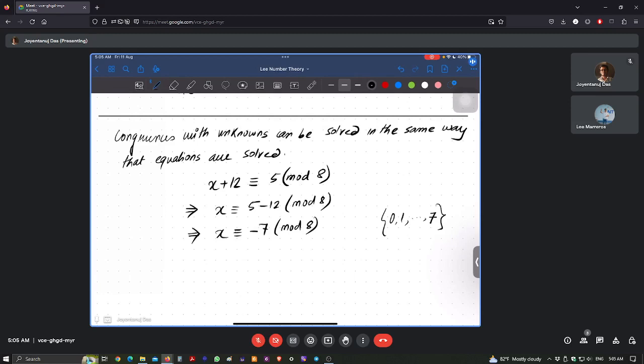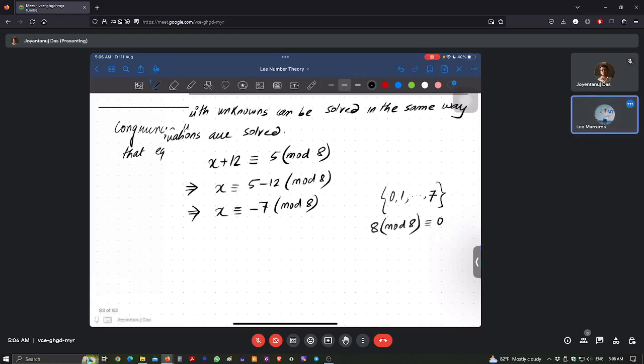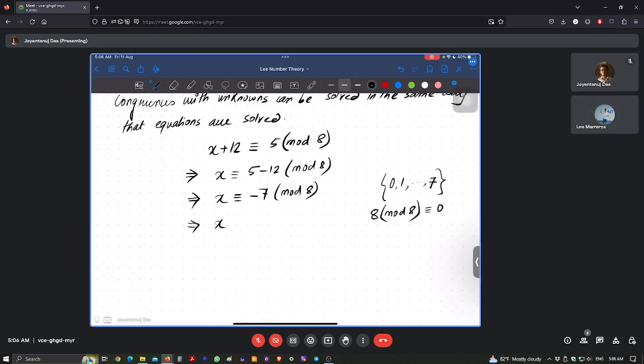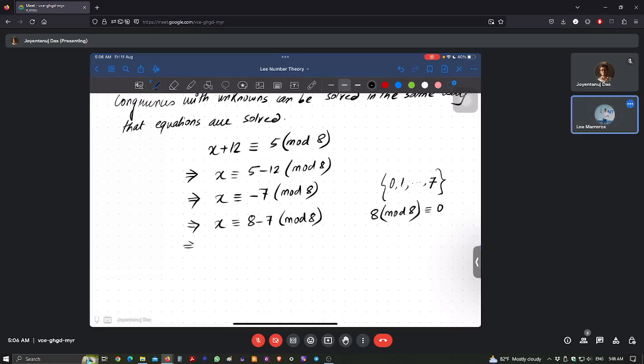To change to positive, what you can do is that we know 8 modulo 8 is 0, right? Because in modulo 8, 8 is 0. So what we can do is add 8 on both sides. That will not change the thing, because adding 8 is equivalent to adding 0 on both sides in modulo 8, right? So x is congruent to 1 mod 8. So minus 7 is actually equivalent to 1 mod 8.